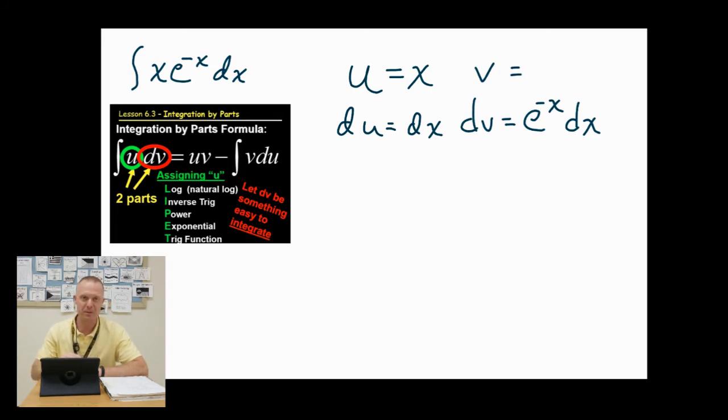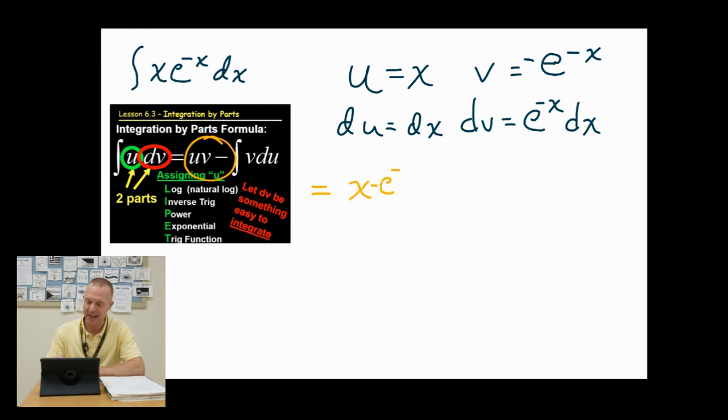Now, the antiderivative of e to the negative x, it's the same thing. It's e to the negative x divided by k. Now, k is the number in front of x. It's -1. So when we divide by k, we get -1. Plug it into the formula. uv minus, so here comes uv. It's just going to be x times negative e to the negative x.